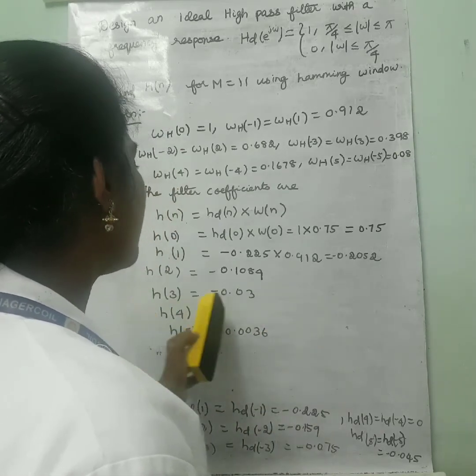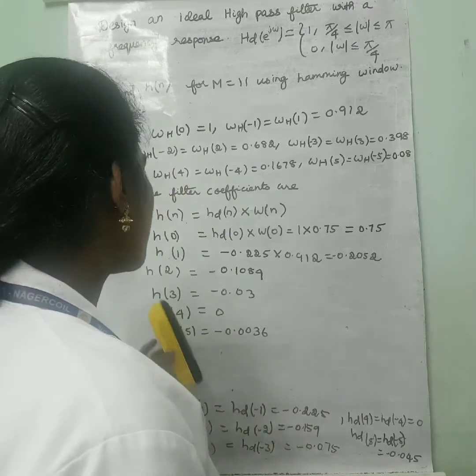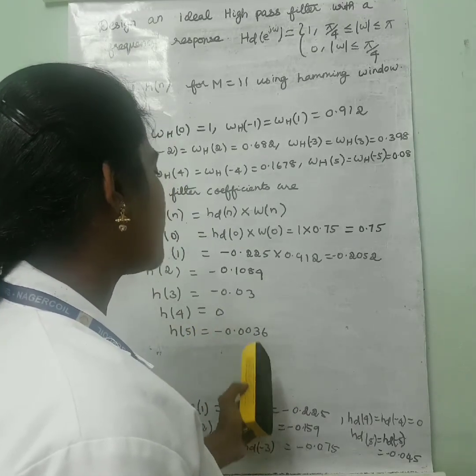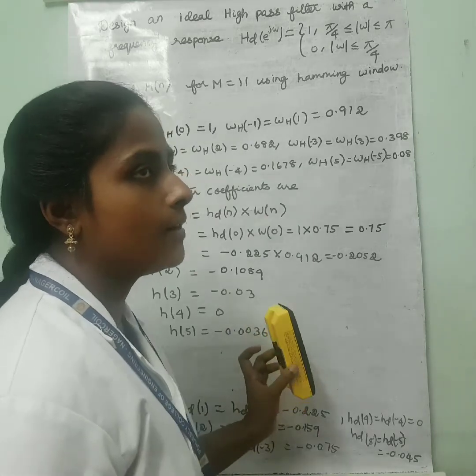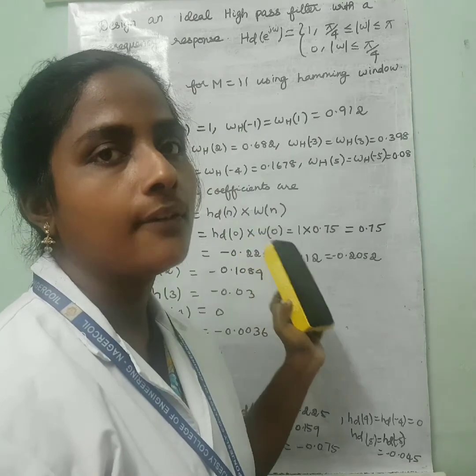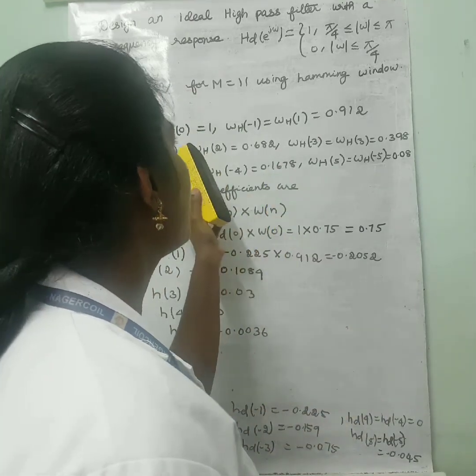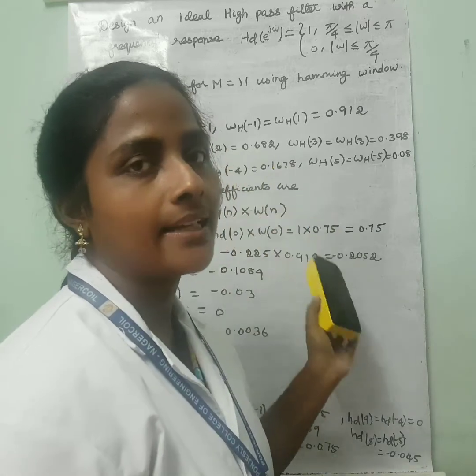So h of 3 is equal to minus 0.03, h of 4 is 0, h of 5 is minus 0.0036. So we have solved the problem and we have found the filter coefficients for the given question. They have asked only to find h of n, that we have found.